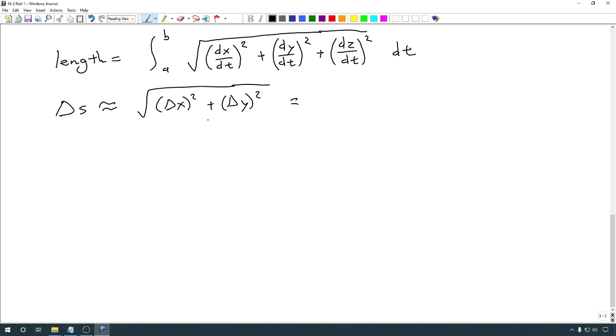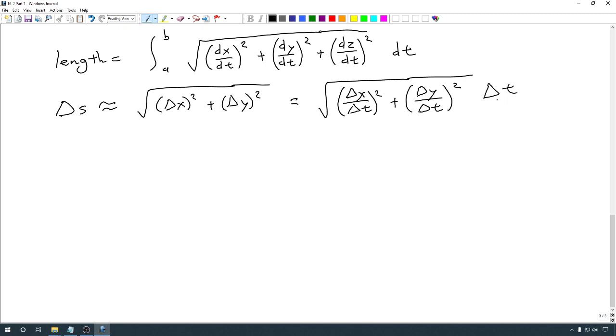But then we want to have everything in terms of t, so we would end up pulling out a dt. But by pulling out a dt, we end up having to divide by dt inside. So we end up with a delta x over delta t squared plus delta y over delta t squared, with a delta t on the outside. And then as we take our limit, this approximation gets even better, and these differences in x over differences in t and differences in y over differences in t turn into the derivatives, with the obvious modification for three-dimensional space.